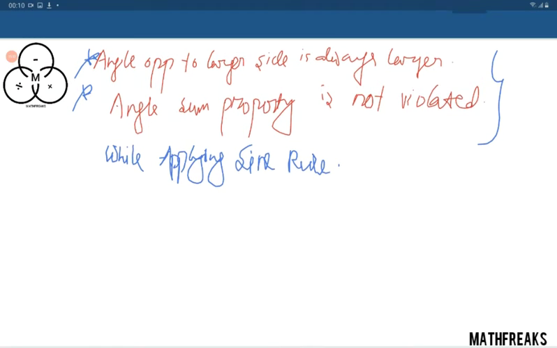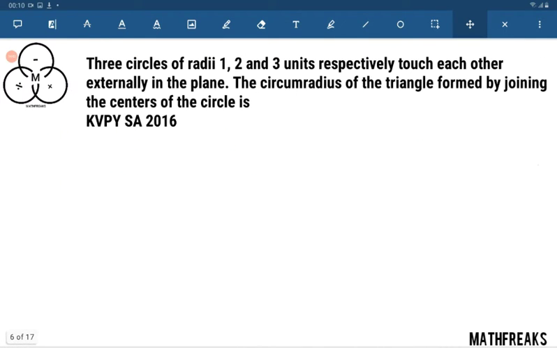These are the two important properties one needs to ensure while applying sine rule. Now let's solve a problem. Three circles of radii 1, 2 and 3 units respectively touch each other externally in the plane. The circumradius of the triangle formed by joining the centers is? Actually this question is very easy, typically easy question.